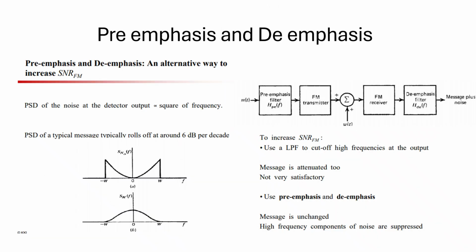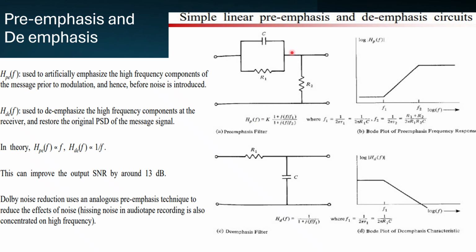Clear? So here are some more details about the pre-emphasis and de-emphasis circuits. Your message signal goes to the pre-emphasis circuit and then the transmitter, and on the FM receiver side, de-emphasis gives you the final message signal. This is the PSD, the power spectral density of the typical pre-emphasis signals. This is the circuit we already saw, and correspondingly this is the transfer function. You can find the transfer function of these circuits for pre-emphasis and de-emphasis.